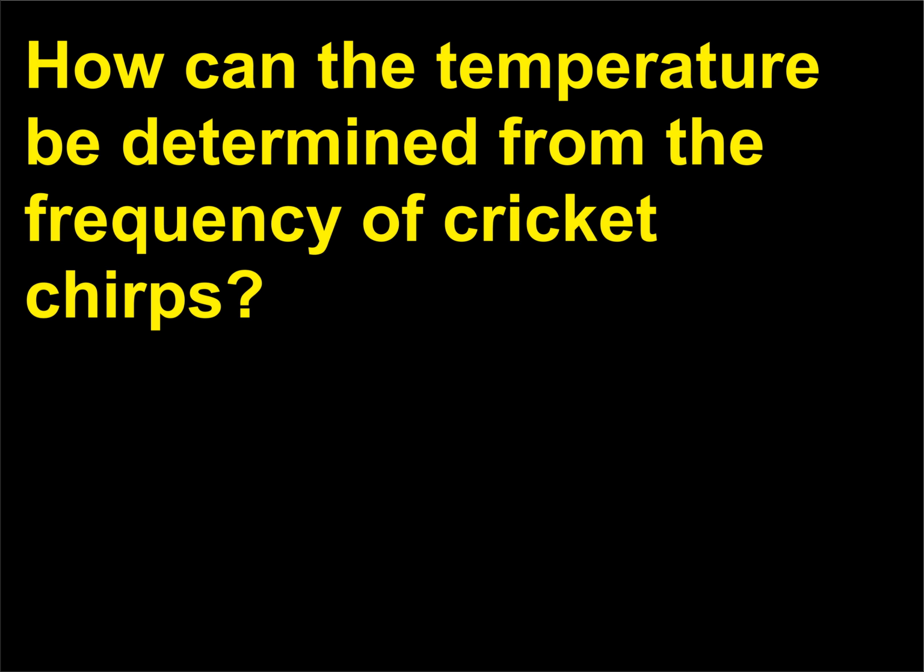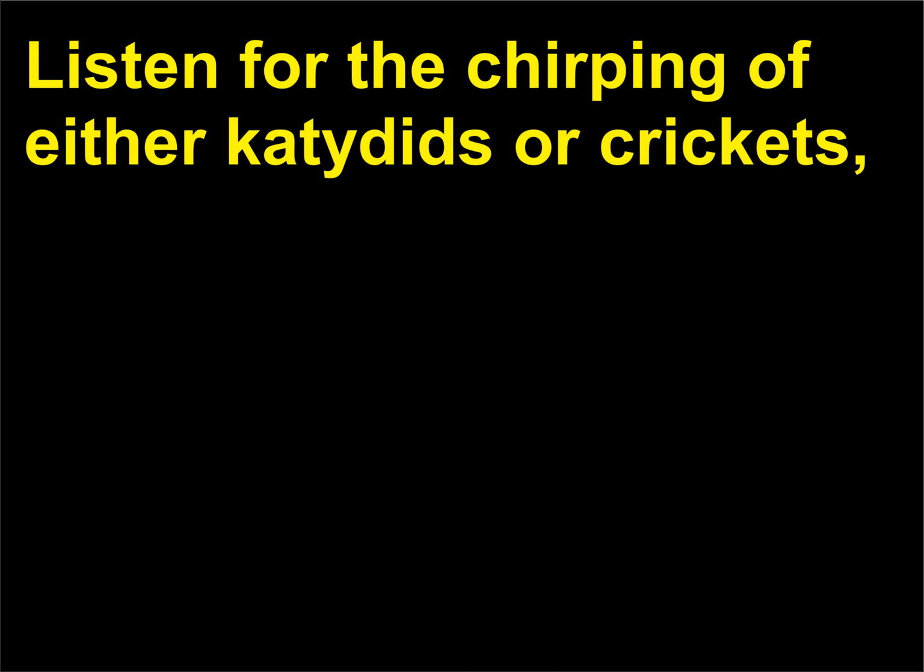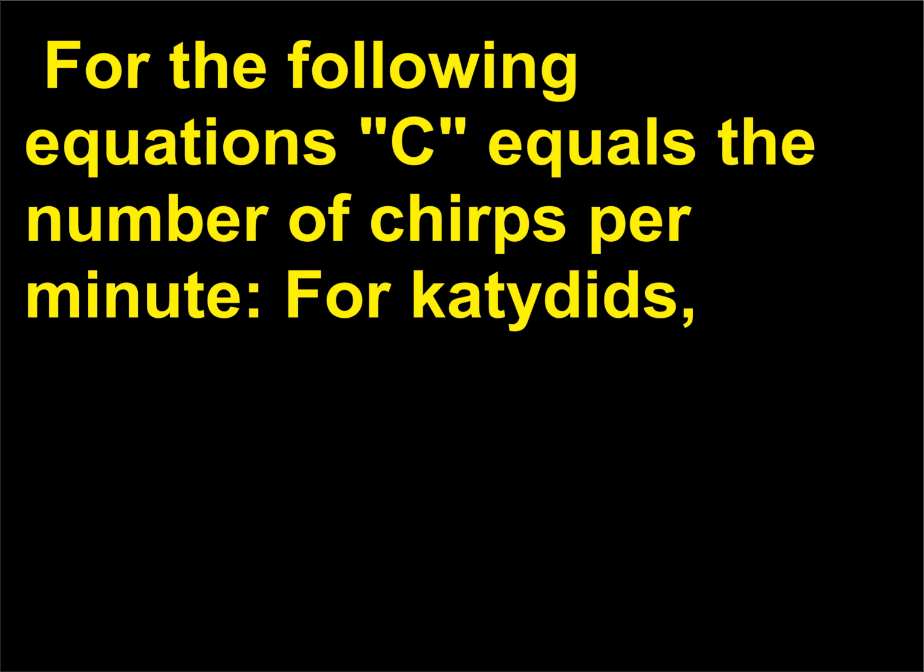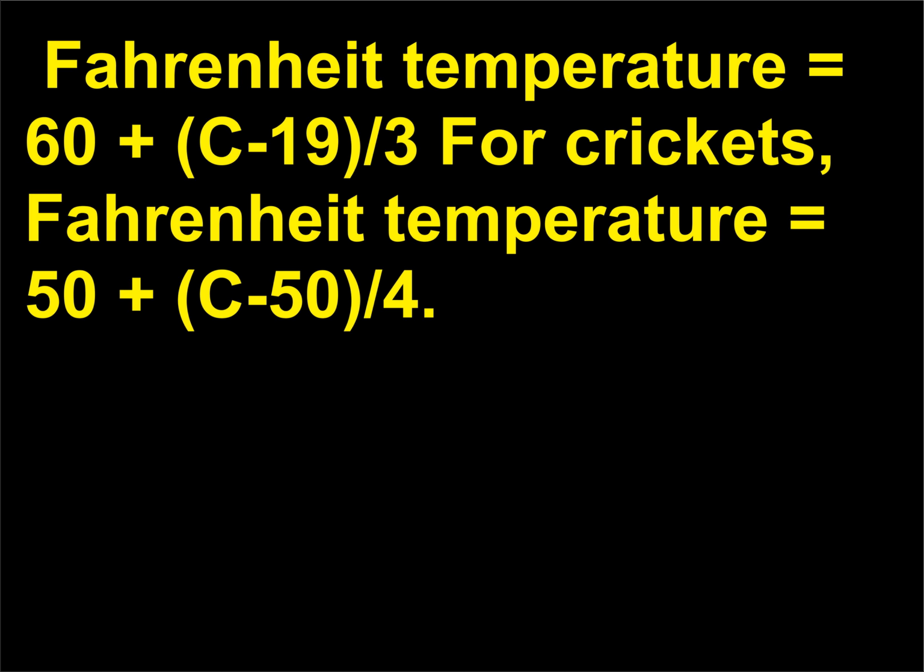How can the temperature be determined from the frequency of cricket chirps? Listen for the chirping of either katydids or crickets. Then count the number of chirps you hear in 1 minute. For the following equation, C equals the number of chirps per minute. For katydids, Fahrenheit temperature equals 60 plus (C − 19)/3. For crickets, Fahrenheit temperature equals 50 plus (C − 50)/4.